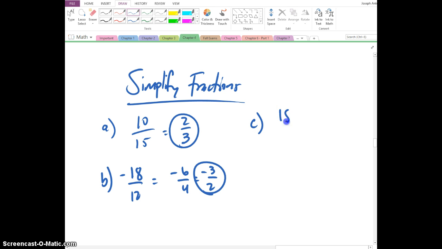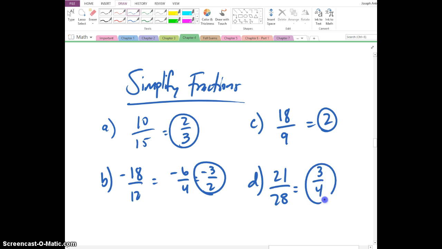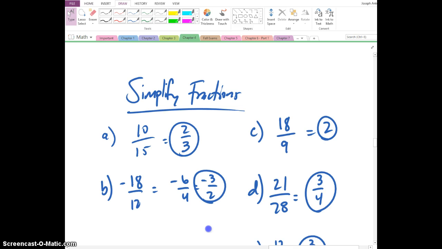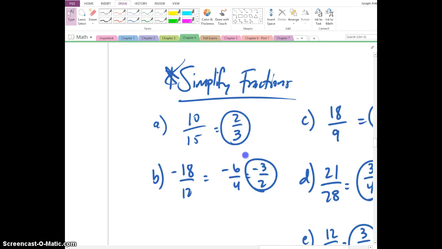What if we had 18 divided by 9? That would be 2. What if we had 21 over 28? Divided by 7 would be 3. Divided by 7 would be 4. And lastly, I'll say this. What if we wanted to simplify 12 over 20? Divided by 4 is 3. Divided by 4 is 5. You get 3/5. Again, we're just simply simplifying fractions.